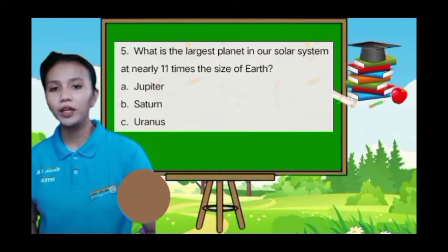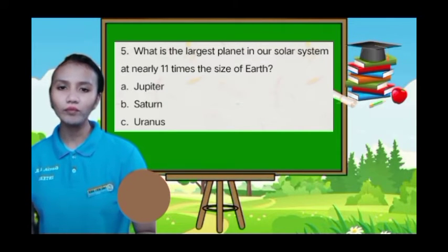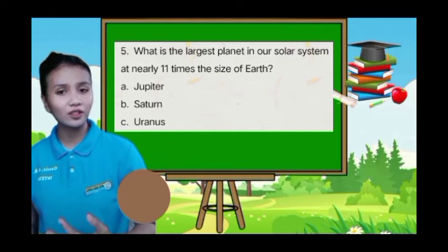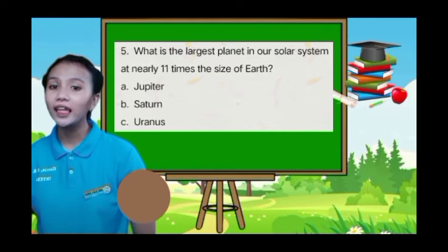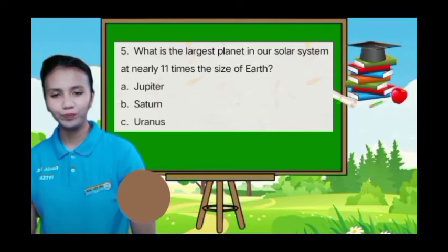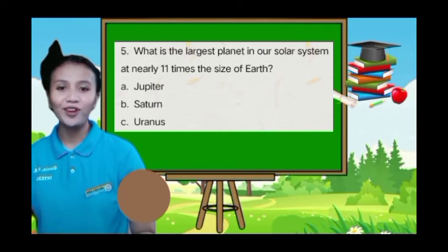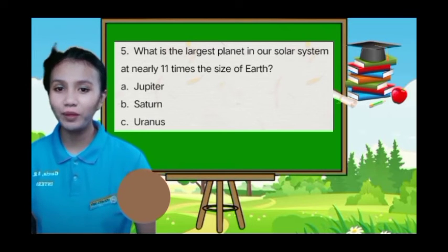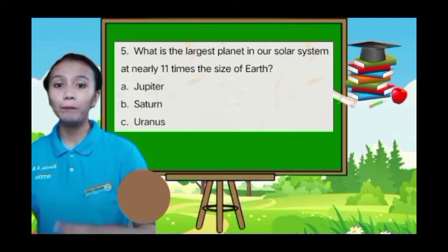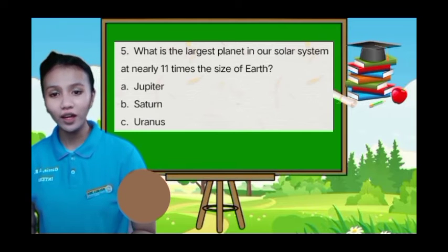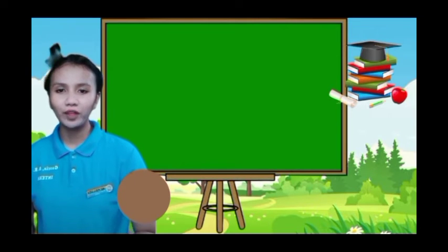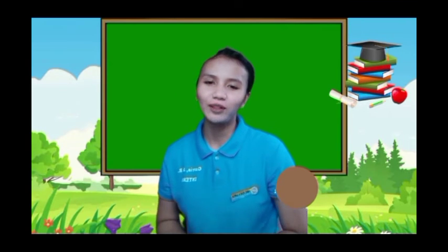So, number 5, last number. What is the largest planet in our solar system that is nearly 11 times the size of the Earth? Yes, Anna? Very good. It is Jupiter because Jupiter is the biggest planet in our solar system. So, who got the perfect score? Very good. All of you got a perfect score. So, I can say that you have understood our lesson for today.